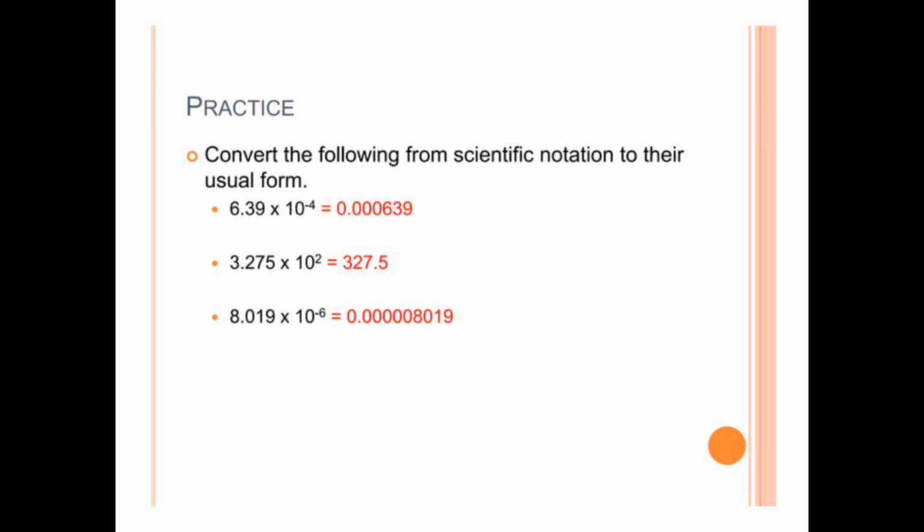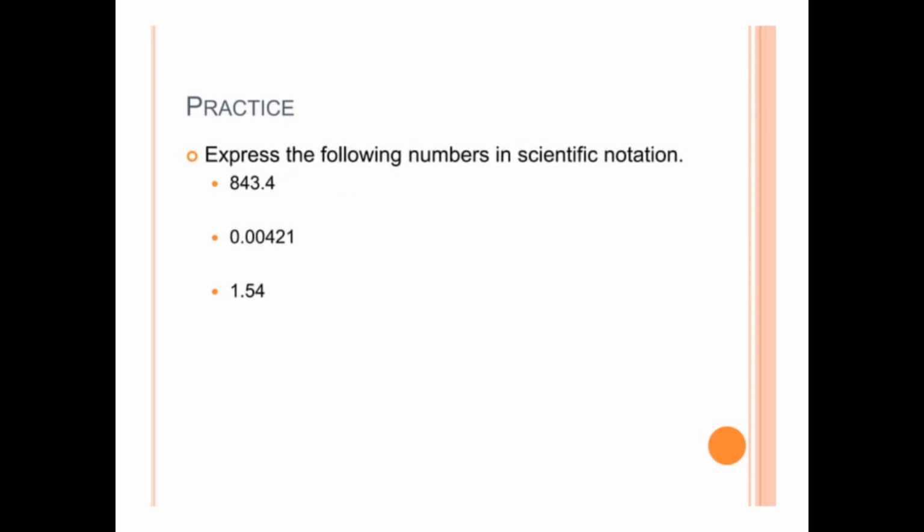Why? Because it makes it more scientific, and it makes it even more presentable. Because these numbers are large, it is better we put them in scientific notation. So quickly, let's look at a practice question to do. You have 843.4, you have 0.00421 and 1.54. You have to put them in scientific notation.